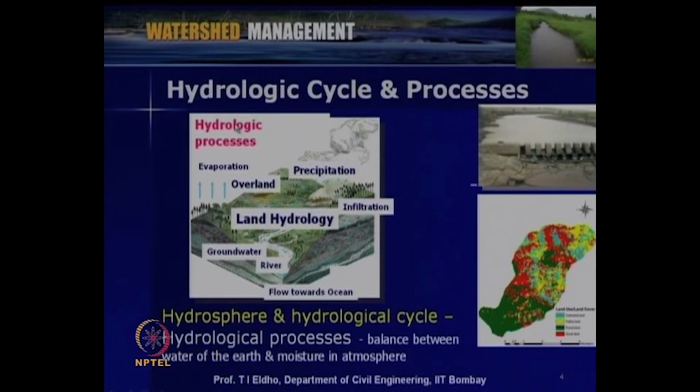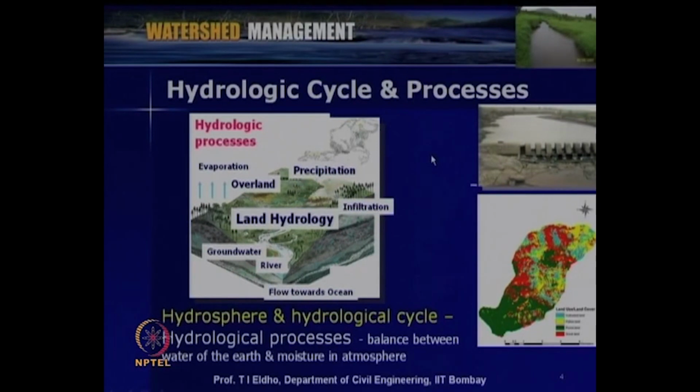Within this context of hydrologic processes, rainfall takes place, then before the runoff is formed, evaporation takes place, then interception by the various vegetation, and then infiltration takes place. Finally the runoff starts, and that runoff joins the drainage network or the river, and that river finally joins the sea or the ocean. That is the way the various hydrologic processes take place within the hydrologic cycle. Everything is within the hydrosphere. There is a balance between the water of the earth and the moisture in the atmosphere due to this hydrologic cycle.